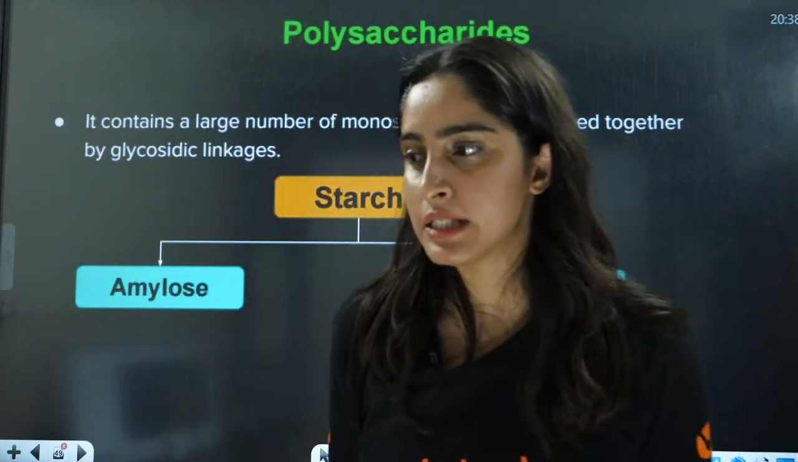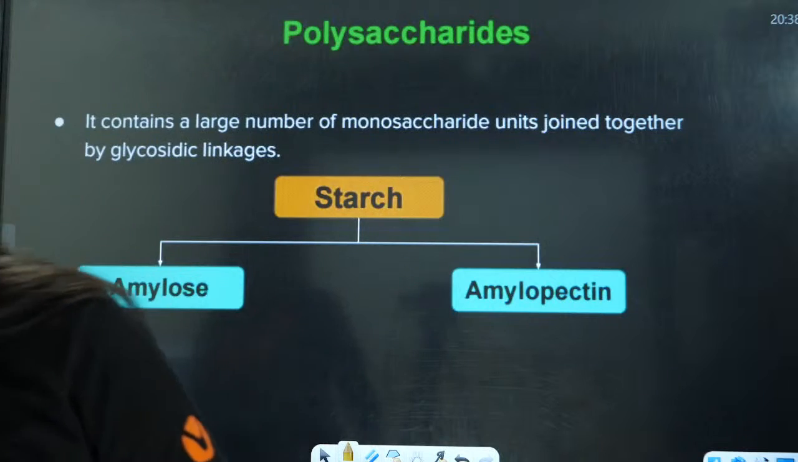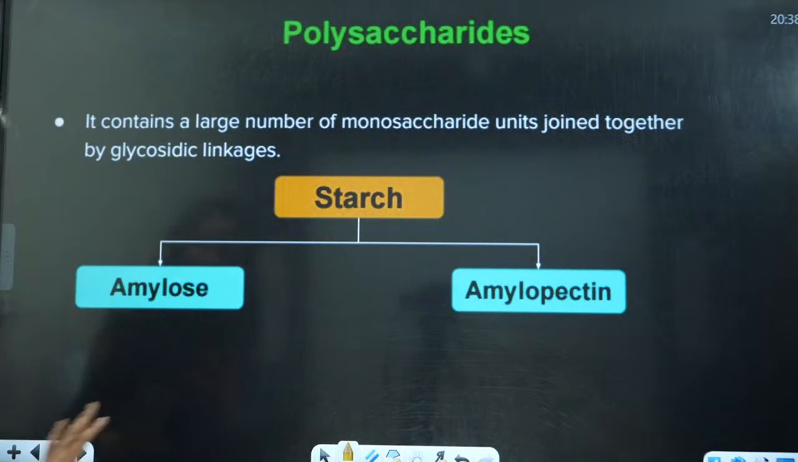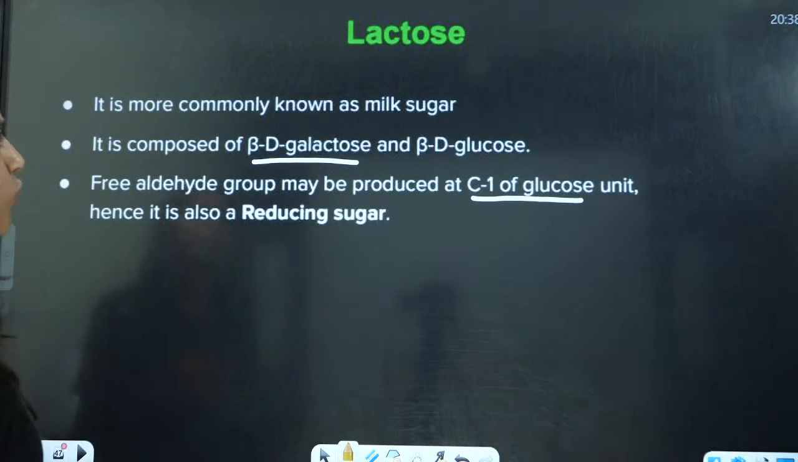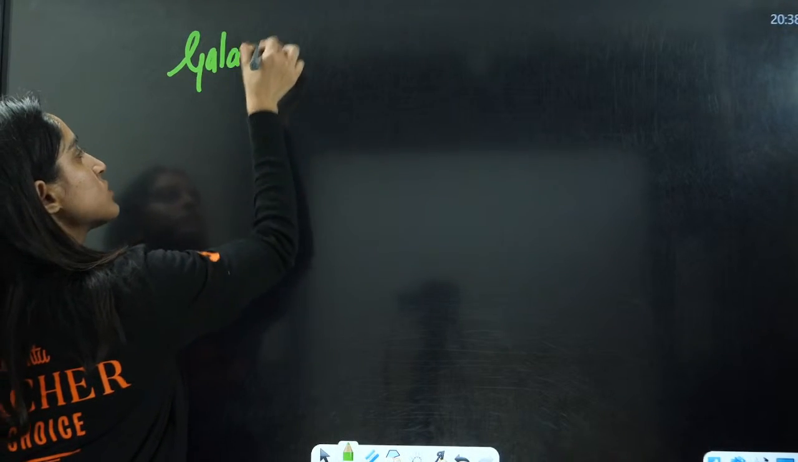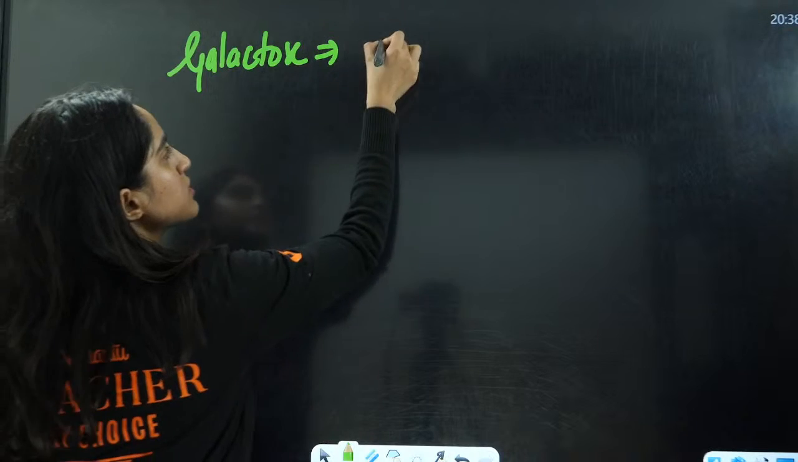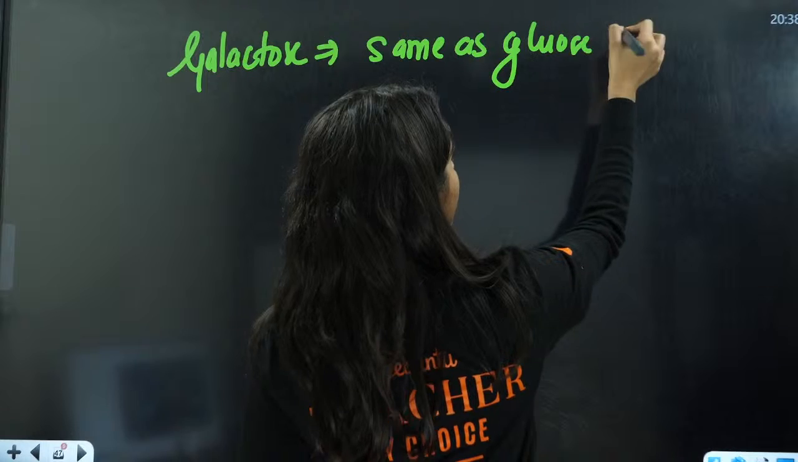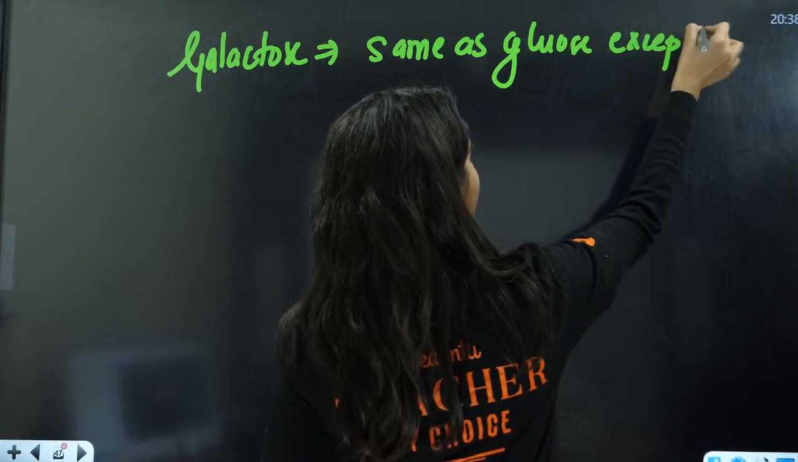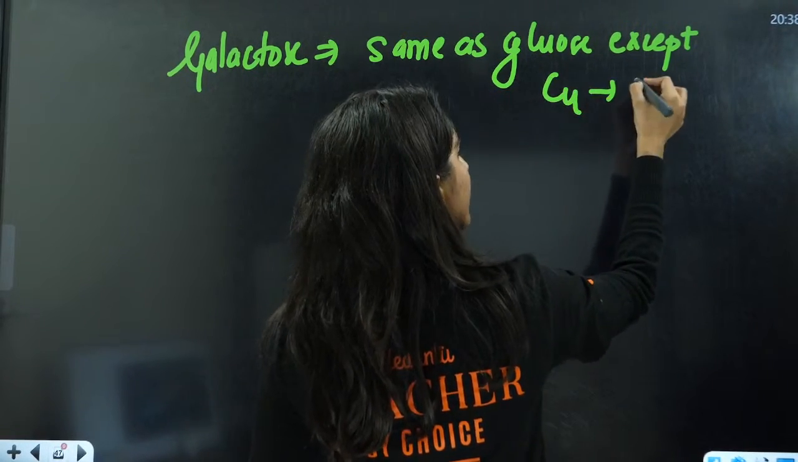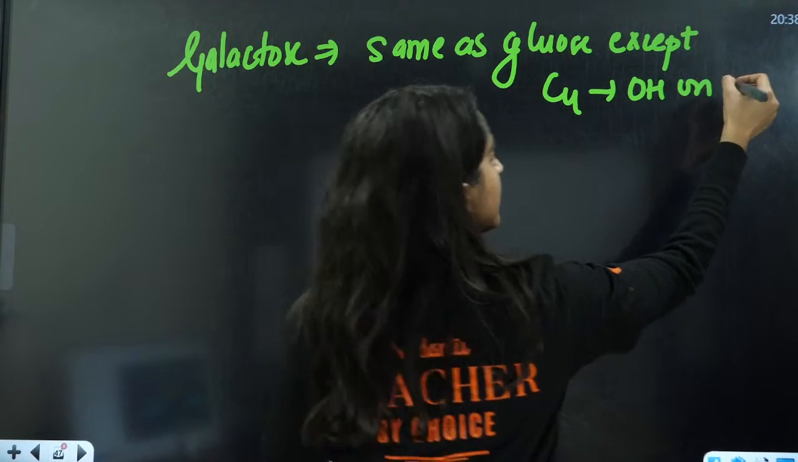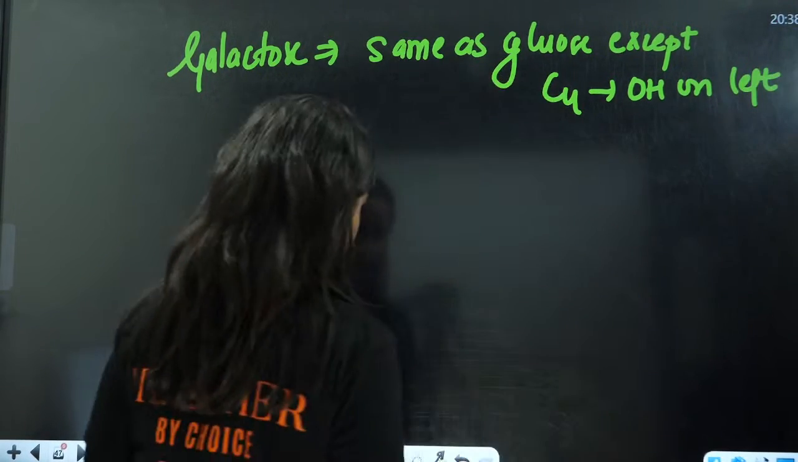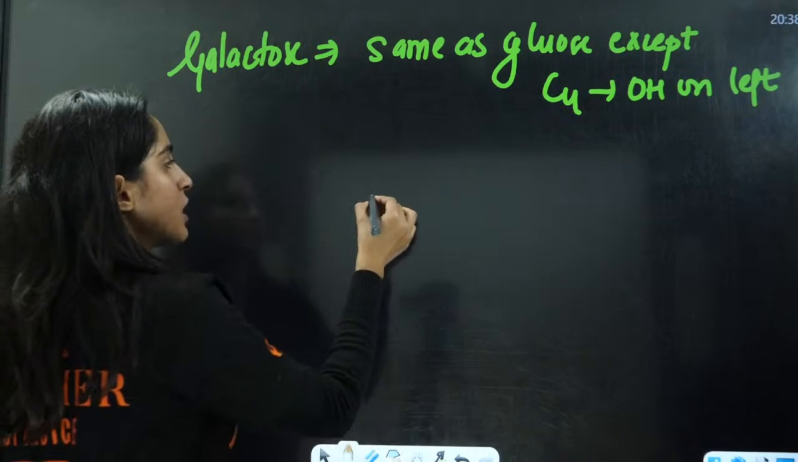Everyone in the comment section, tell me, the structure of galactose is the same. I think I forgot to tell you that. I'll write it here. The structure of galactose is the same as glucose, except at C4 you have OH on the left side, okay? How? See this.